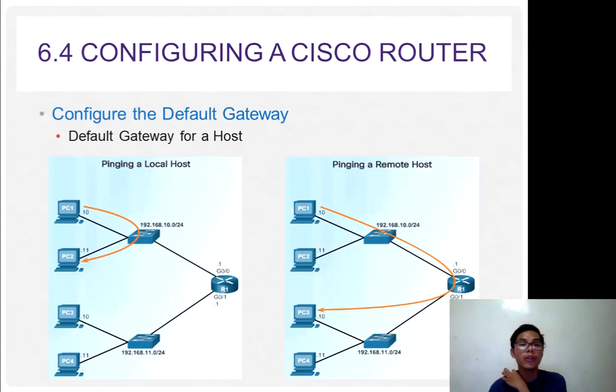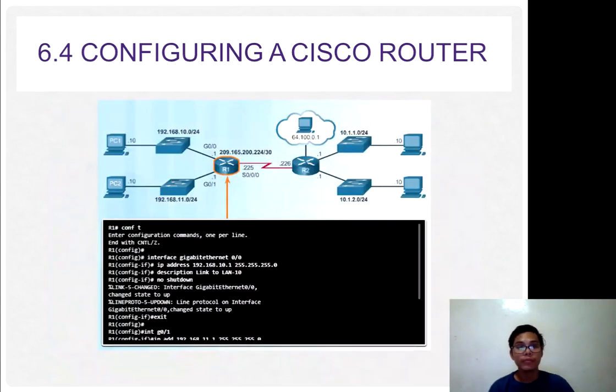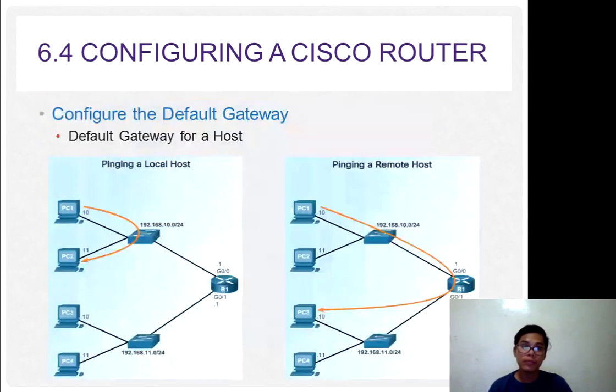Default gateway for our host. Pinging a local host, this is how it works. Pinging a remote host, this is how it works. This is another example of configuring a Cisco router.